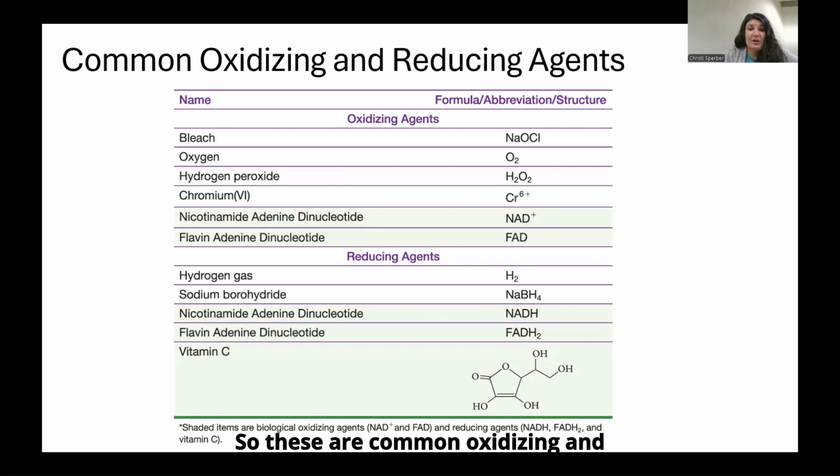So these are common oxidizing and reducing agents. Oxidizing agents include bleach, oxygen, hydrogen peroxide, chromium 6, NAD+ and FAD, and those are coenzymes. And then reducing agents: hydrogen gas and sodium borohydride, which are commonly used in the lab, and then NADH and FADH2 coenzymes, and then vitamin C as well.